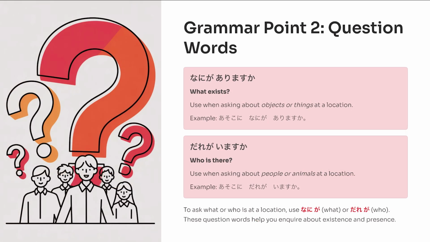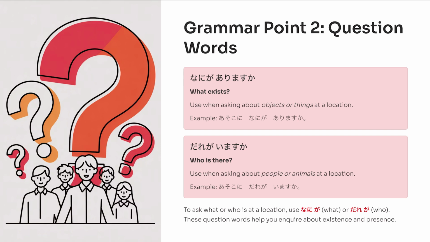Now that we've learned the difference between あります and います, let's see how to ask questions using these verbs. There are two important question words to remember. The first is 何, which means what. When you're asking about objects or things at a particular location, use the pattern 何がありますか? For example, あそこに何がありますか? This means what is over there.